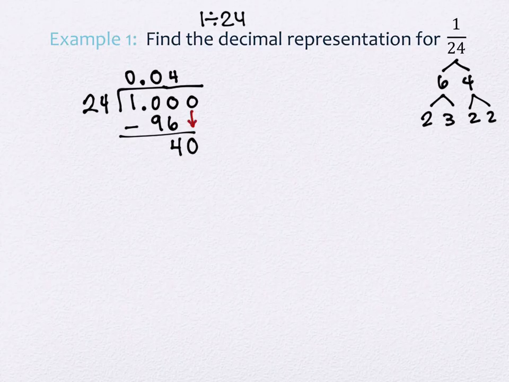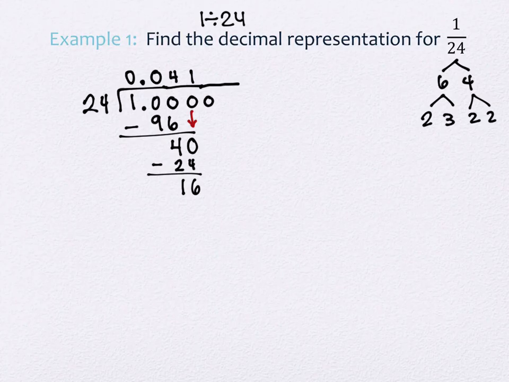Okay, now how many times will 24 go into 40? Just once. 1 times 24 is 24, and I subtract. What is 40 minus 24? Close. 16. Yeah, 16. Again, 16 is smaller than 24, so we're still good. All right, we haven't missed the number that we were supposed to go into.